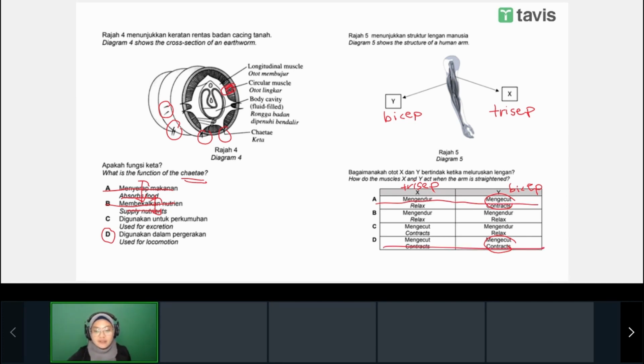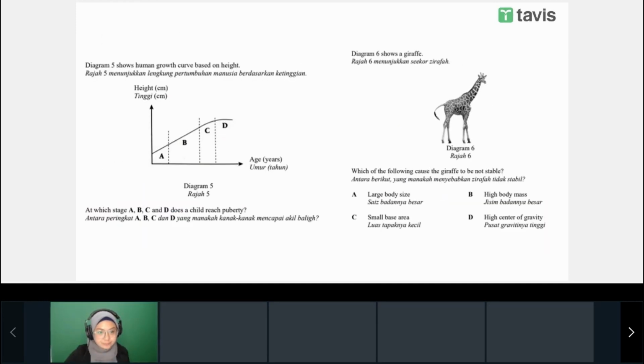Now, the choice of answers is between B and C. We know that the movement of the muscles must be antagonistic. When the bicep contracts, then the tricep has to be relaxed. So you can see that in the choice of answer B, both relax. Bicep relaxes, tricep also relaxes. So this is not the correct answer. The correct answer will be C, where the tricep contracts and the bicep relaxes. Okay, next.